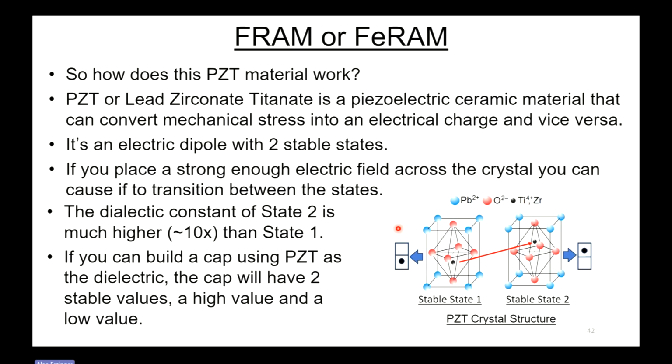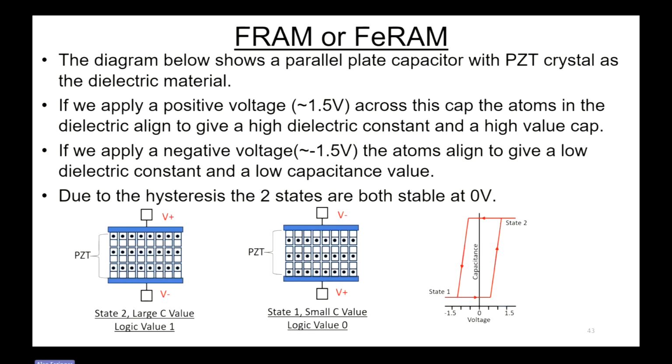By the way, on this next drawing, I've made a little abbreviation. If we pull this atom down, I'm making it look like this rectangle with the dot at the bottom. If we pull the atom up, I have a rectangle with the dot at the top here. So the diagram below shows a parallel plate capacitor with PZT crystal as the dielectric material. So if we apply a positive voltage, and we're talking like 1.5 volts across the cap, the atoms in the dielectric align to give a high dielectric constant, and this gives you a high value cap.